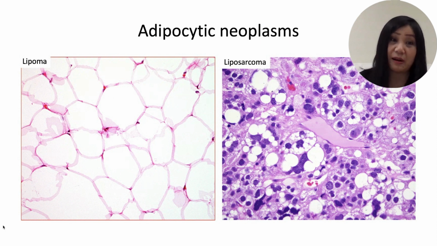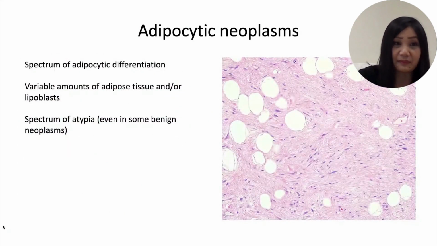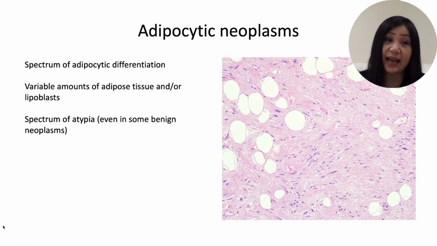So, one of our colleagues was asking Prof, how do we spot a lipoblast? We can see extremely indented hyperchromatic nuclei and optically clear cytoplasm. There is no substance in the cytoplasm. And note the very prominent indented nuclei. However, adipocytic tumours have an extremely wide spectrum of adipocytic differentiation with variable amounts of adipose tissue, lipoblastic differentiation, and a very wide spectrum of atypia. And we can see atypia even in benign neoplasms.